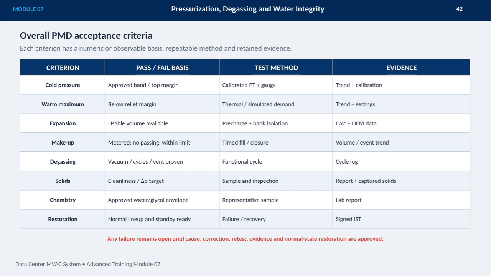Degassing is proven through vacuum cycles and vent cycles, with functional cycles logged for reference. Solids are checked for cleanliness and differential pressure targets through sampling and inspection, with reports capturing solids retained. We maintain chemistry within an approved water and glycol envelope, using representative samples and lab reports as evidence. Restoration is confirmed by normal lineup and standby readiness, with failure and recovery documented via signed IST forms. Importantly, any failure remains open until its cause, correction, retesting, evidence, and restoration to normal state are all approved, ensuring complete system integrity before acceptance.